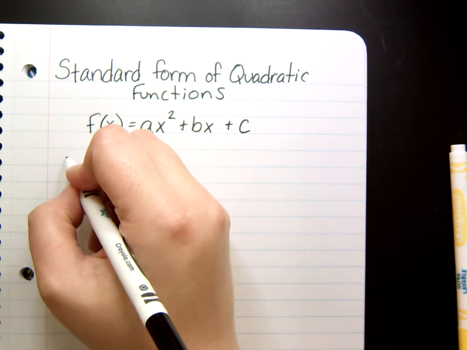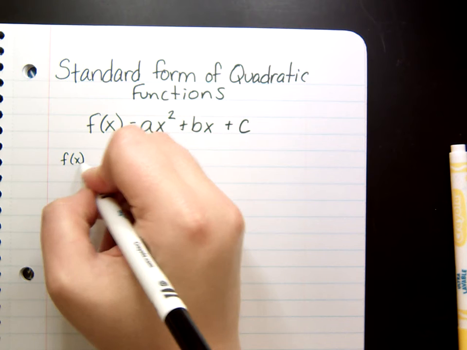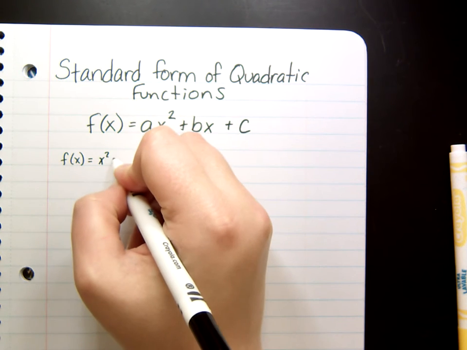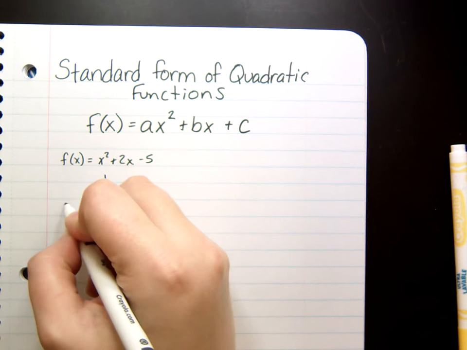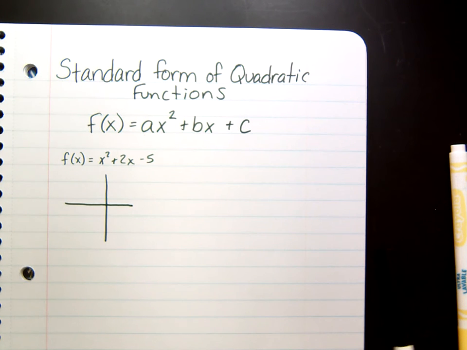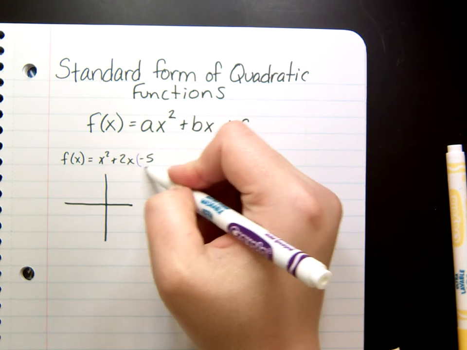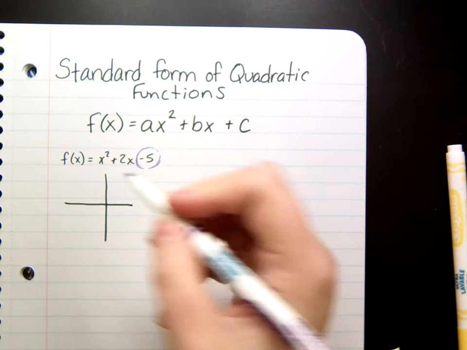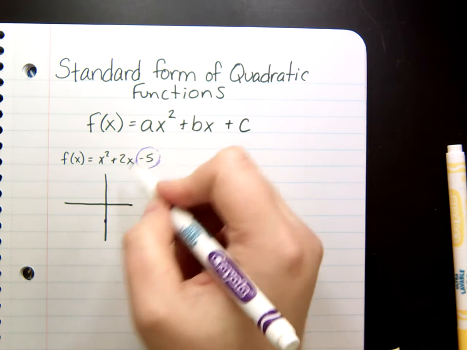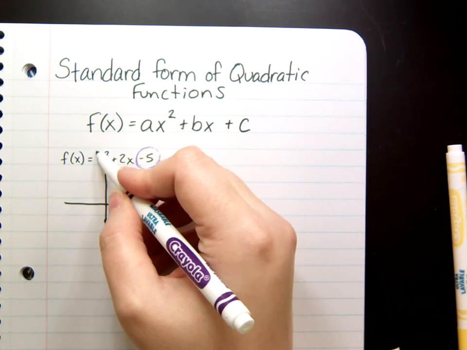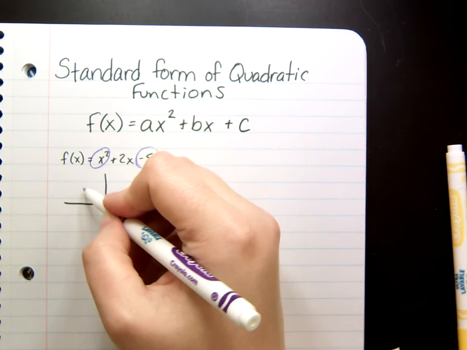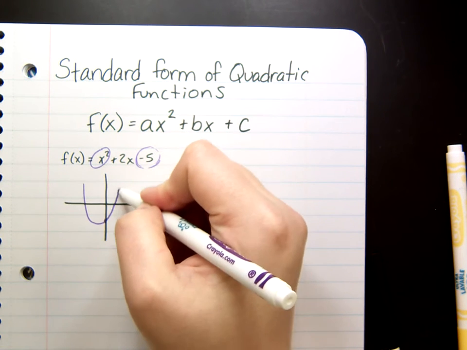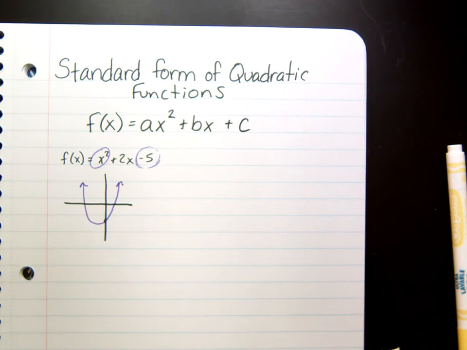So let's take, for example, this one. x squared plus 2x minus 5. I can tell just by looking at this that it's going to have an intercept at -5, so somewhere down here, and it's going to open up because my a value is positive. So I end up with a quadratic that looks something like that. I'm not being exact here.